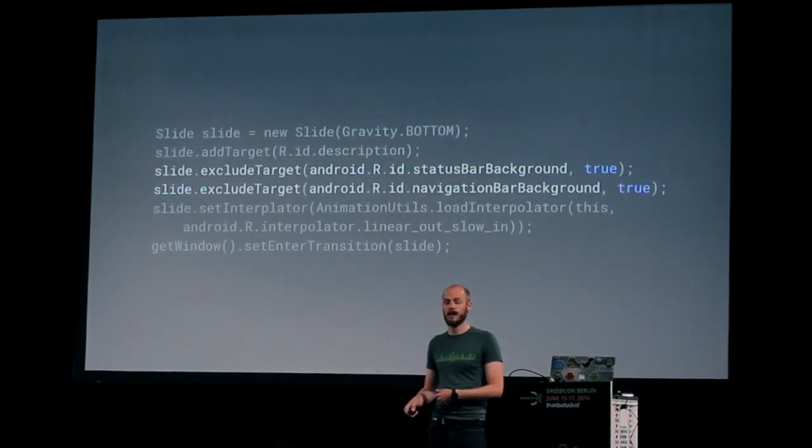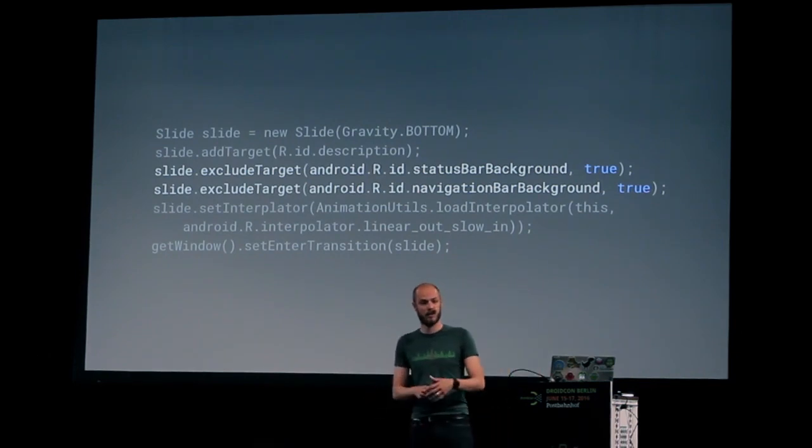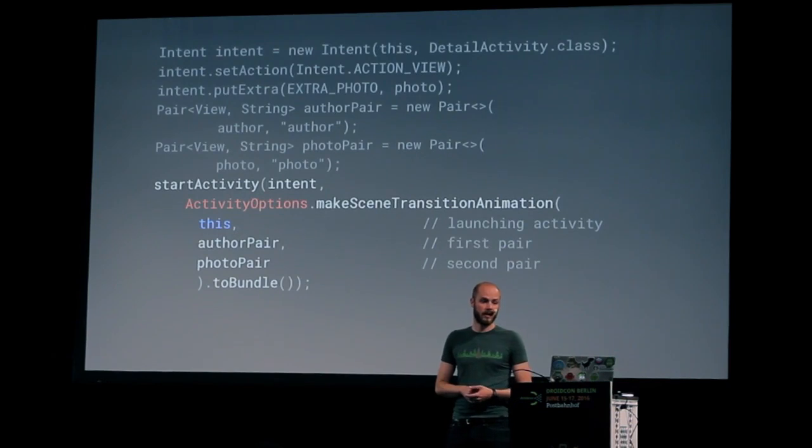You also can do the same thing in code. Just say exclude the targets for this transition, so that the transition will not be run on those two views. Or on the other hand, you can add it to a shared element transition. So we add another couple of pairs.